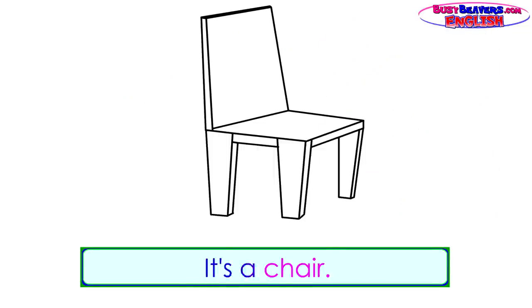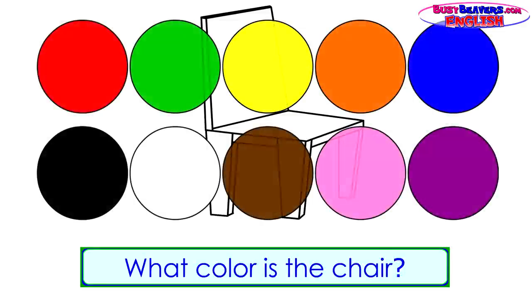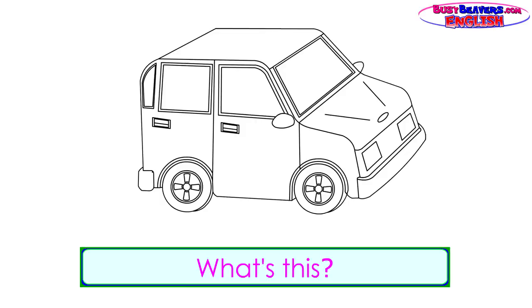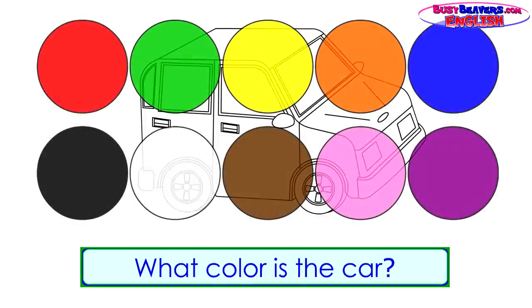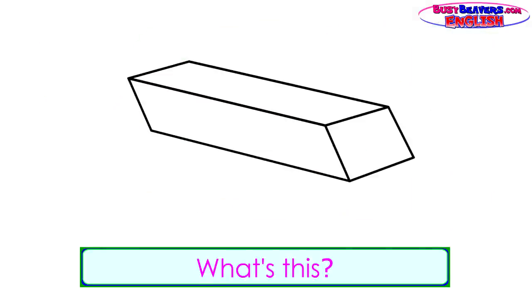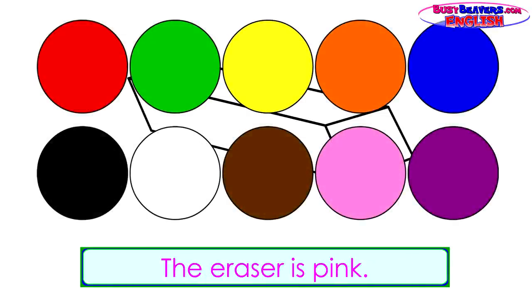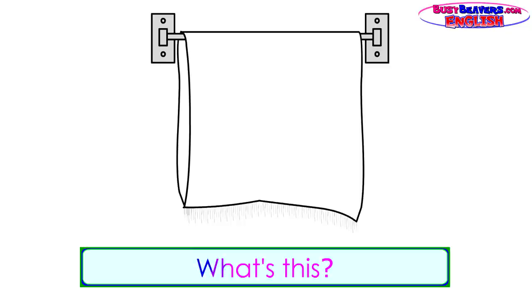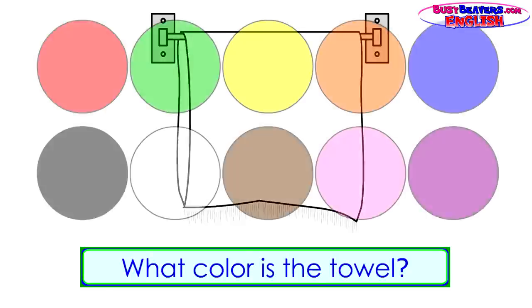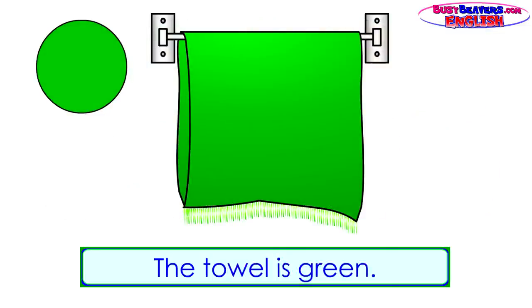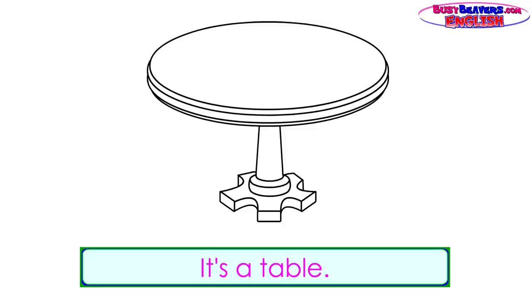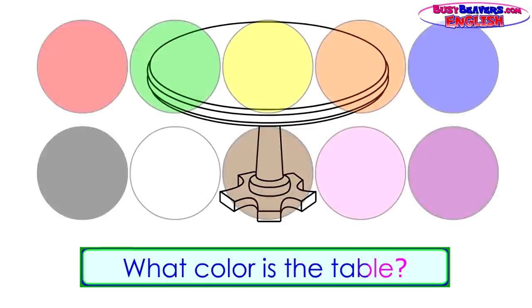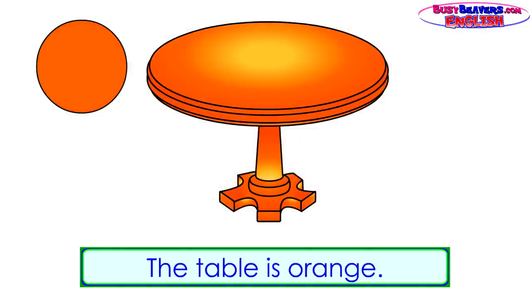What's this? It's a chair. What color is the chair? The chair is brown. What's this? It's a car. What color is the car? The car is red. What's this? It's an eraser. What color is the eraser? The eraser is pink. What's this? It's a towel. What color is the towel? The towel is green. What's this? It's a table. What color is the table? The table is orange.